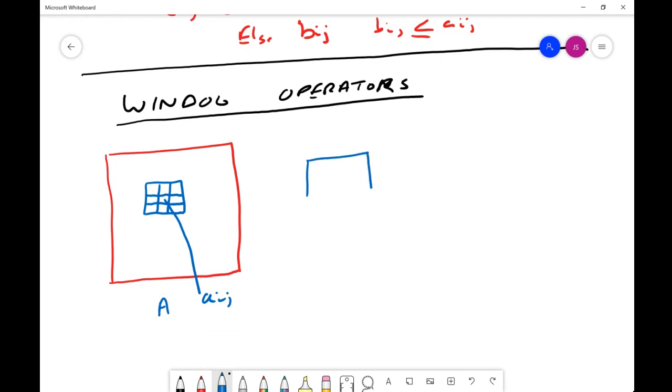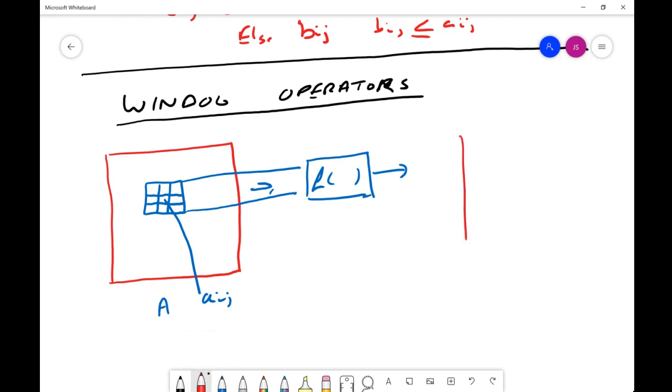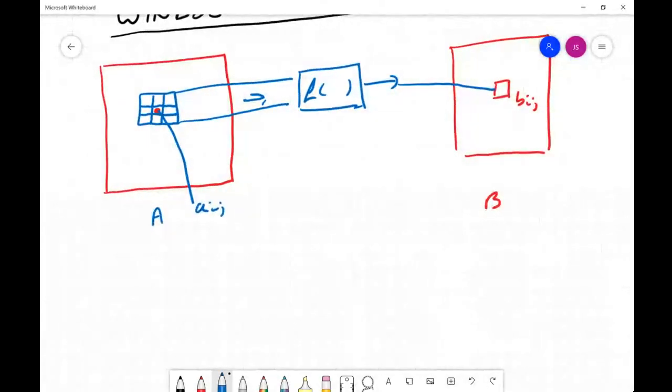And that whole window goes into a function. I'll just draw brackets for the function. So the whole window is connected to the function. It produces a single output, and that output goes to an output image. And the output is called B. This will be Bij. It produces an output corresponding to the center of the window. So there's a scheme, a window coming in and a single pixel going out.